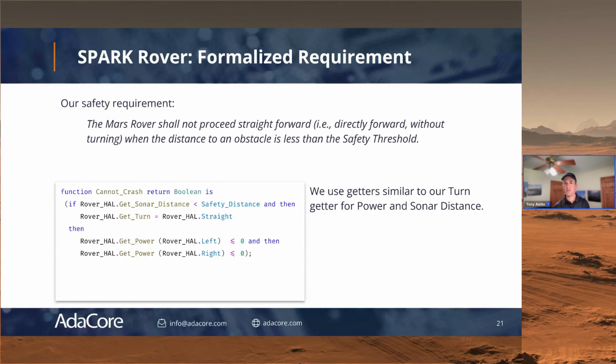So with these pieces in place, we can now formalize the requirement. I've replicated the requirement here. And now we can see cannot crash returns a Boolean. If the sonar distance is less than the safety distance and we're going straight, then it must be the case that we're going backwards. That's what this says. If we're violating our safety threshold and our wheels aren't turning, then we have to be moving backwards. The motor powers have to be negative. So that's the safety property that we've introduced.